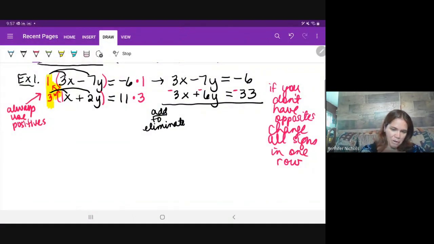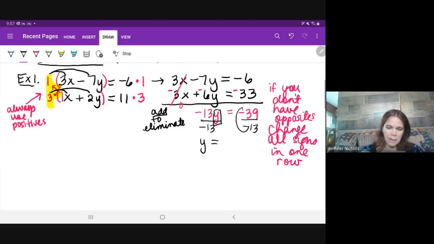Okay, so when you add them, now you get 0, right? Okay, and then here I get what? Negative 13y equals negative 39. And then we're in the situation of where you were on the first homework assignment. How do I get rid of the negative 13? And then when you divide by the exact same number, negative divided by negative is a positive. How many 13s do you need to get to 39? Yeah, 3.